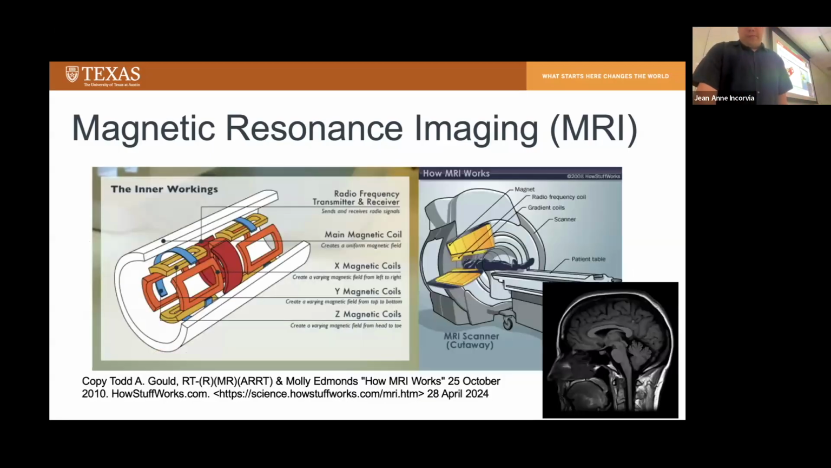So here's pretty much what I was talking about. This is the RF transmitter and receiver, and these are pretty much just all the magnetic coils, and that's the image that it produces.